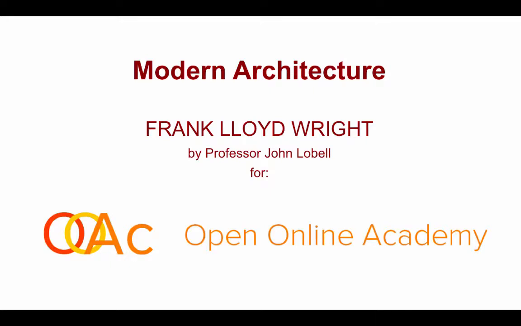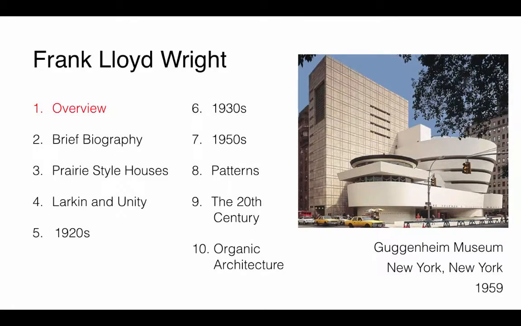Continuing our course on modern architecture, for the next few sections we'll look at Frank Lloyd Wright. We will have 10 sections here. First one's the overview, which we're doing right now, then a brief biography. We'll then look at Wright's Prairie Style houses, his Larkin building and Unity Temple.